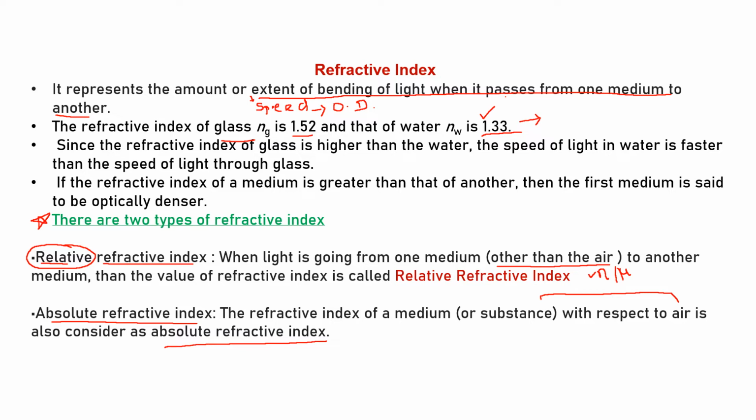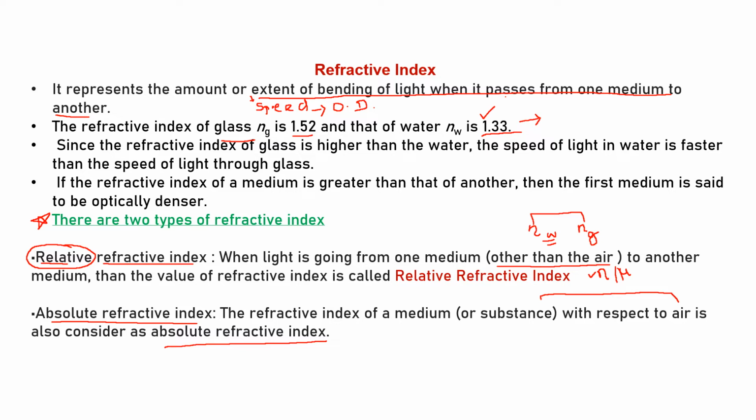So let me take two media here. I can take the refractive index of water and the refractive index of glass. For glass I am taking small g, for water I am taking W. So these are the two media other than air. We have to take a single set of two media.